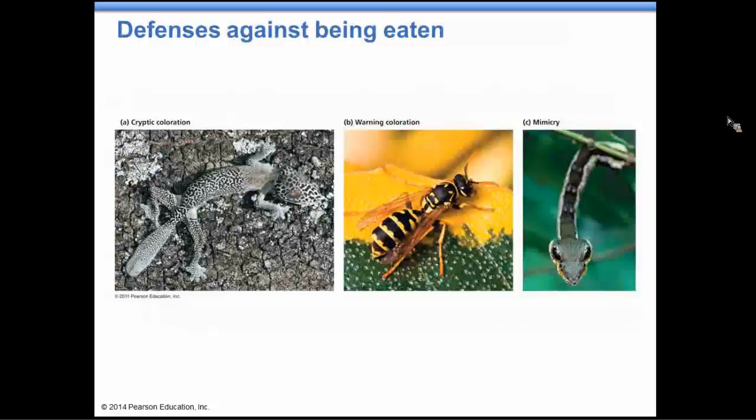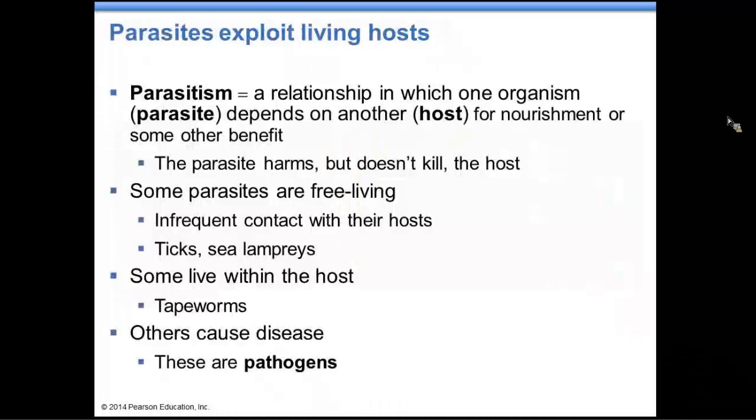And here are a couple of those, such as cryptic coloration. This gecko, you can barely see him. Warning coloration: yellow jacket, don't mess with me. And then mimicry. This is a caterpillar, I believe, and it looks like a snake.